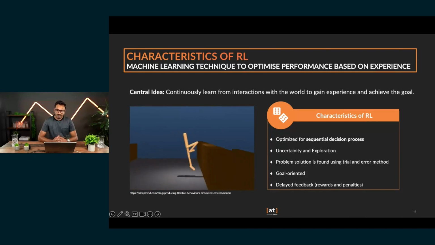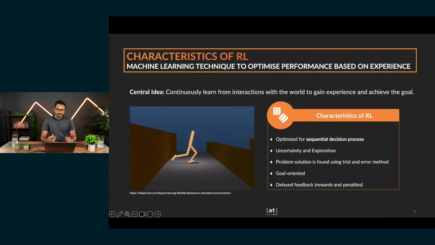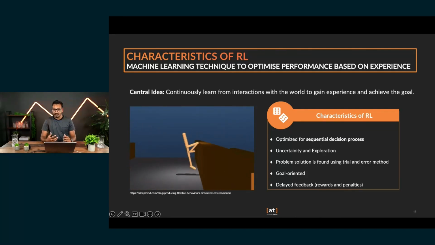So this brings me to the next characteristic, that is uncertainty and exploration. What happens is initially the agent does not know what the environment is, what the dynamics of the environment are, and how it should behave in different situations. So it will spend a lot of the time initially to explore the environment and study the outcome of different actions. This will help it gain some valuable experience about the environment and how to behave.